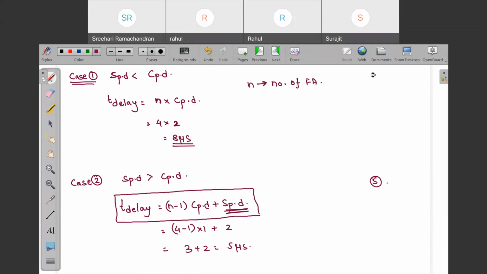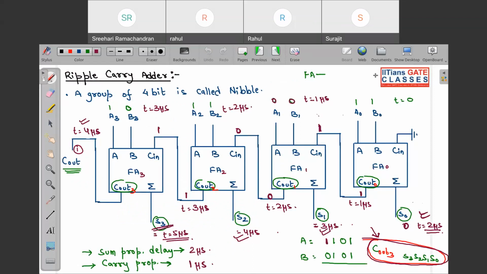Any doubts, anyone? You can ask. Any doubt? Any doubt, anyone? Sir, yes. Before opening this, it is given C out. Surjit, I am not able to hear you. Your voice is breaking. Sir, am I audible now, sir? Yes, yes. Now you are audible.